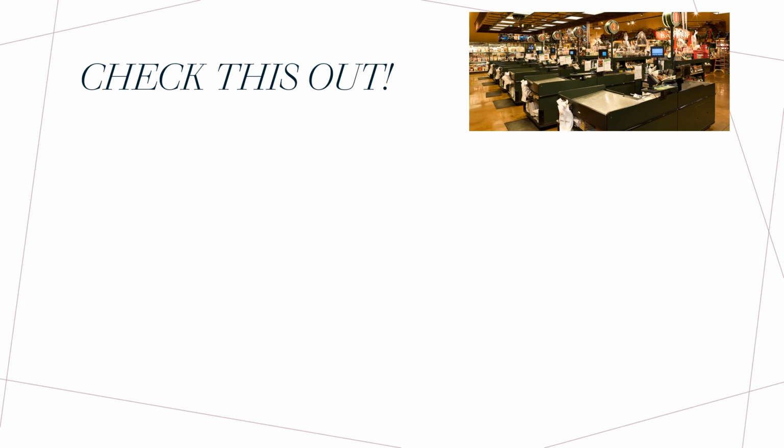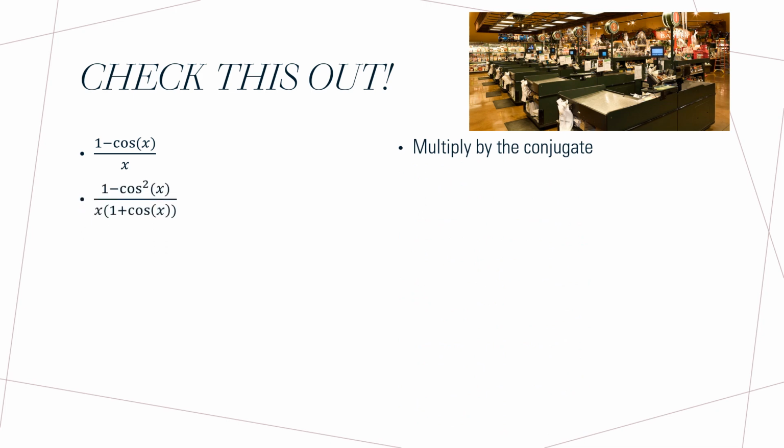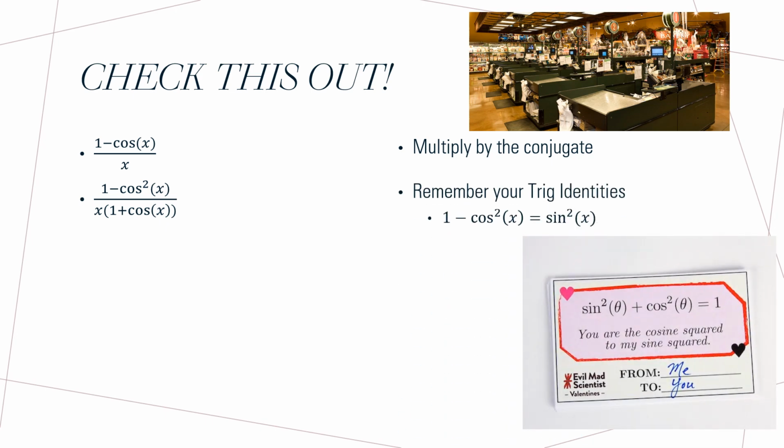Okay, so if we take 1 minus cosine x over x and multiply both the numerator and the denominator by the conjugate 1 plus cosine x, what we are left with is 1 minus cosine squared x on top divided by x times 1 plus cosine x on the bottom. Now remember your trig identities, 1 minus cosine squared x is simply equal to sine squared x. So we can go ahead and replace our numerator with just sine squared x. Now we can just split this up and say that sine squared x is equal to sine x times sine x.